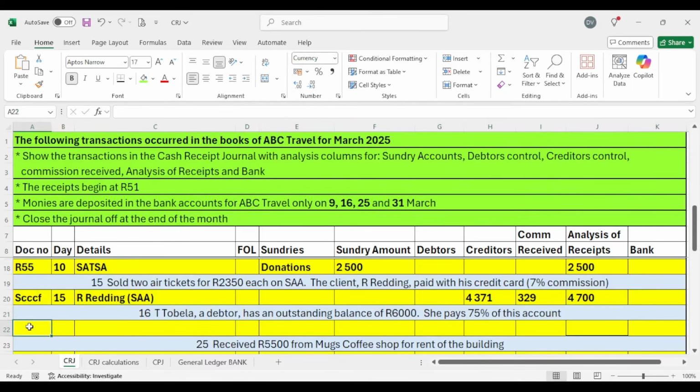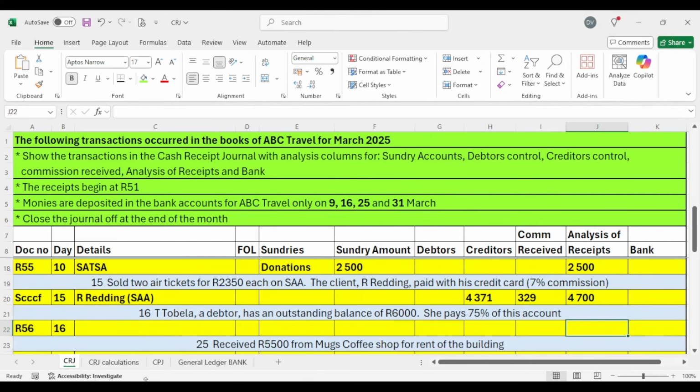Right, so I'm now going to continue with my document number or my receipt number, just following where we left off. So now it is R56. Always after the SCCCF, you will carry on with the next document number. Our day was the 16th, and the first thing we do is we put our full value under analysis of receipt.